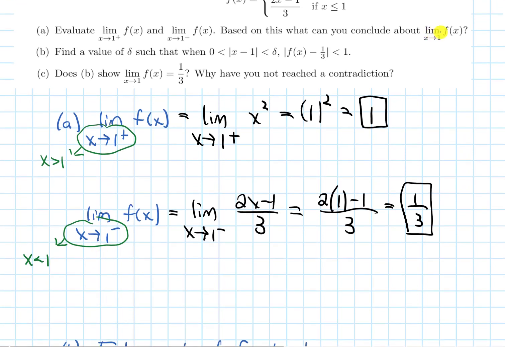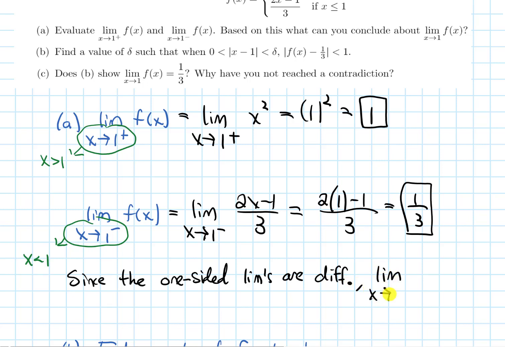And now it asks us to say something about the overall limit. Well, since the one-sided limits, I'll abbreviate limbs, are different, the limit as x approaches 1 of f of x, that limit does not exist, or DNE.